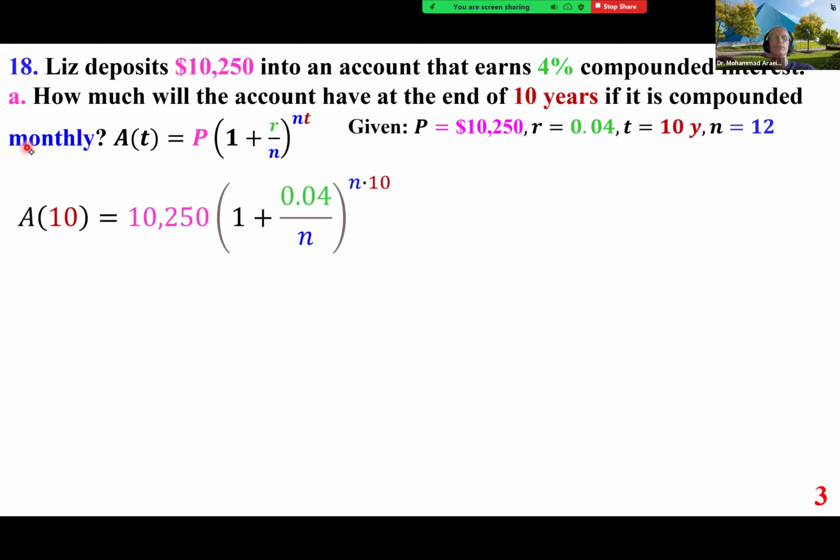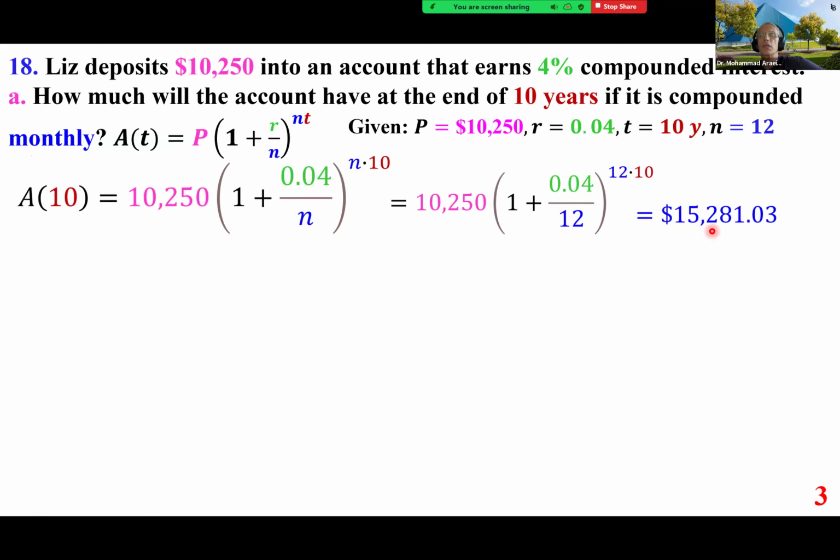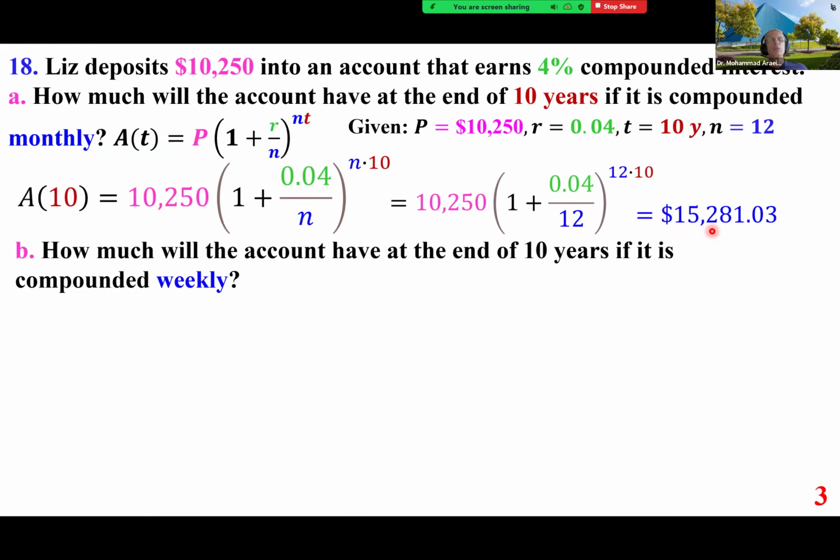So plug in. We replace the n with 12. We put this into a calculator. Gives us $15,281.03. We go with 2 decimals when it comes to money. How much will the account have at the end of 10 years if it's compounded weekly? At this point, n is 52.